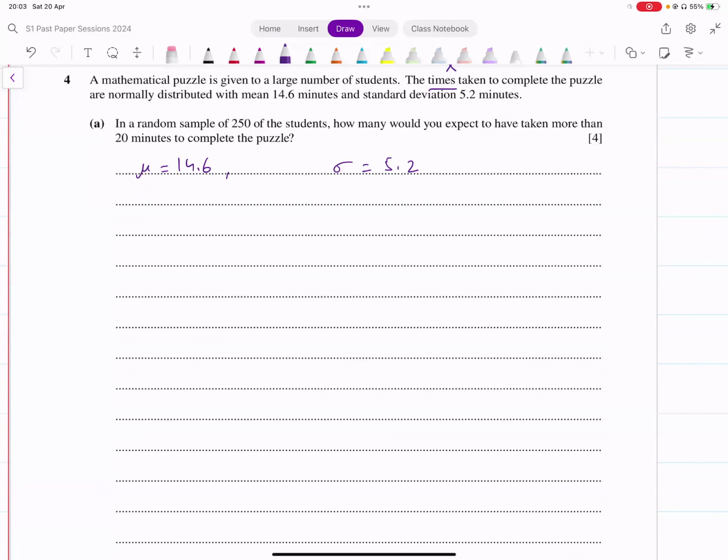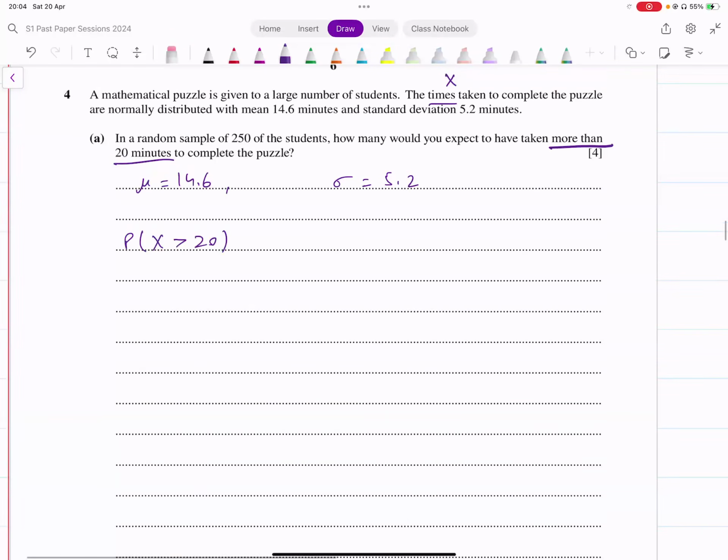So first of all, let's find the probability of somebody taking more than 20 minutes to complete the puzzle. And then we'll talk about what happens if you have 250 students. So let's start with one student. For one student, what's the probability that he or she takes more than 20 minutes? So the probability that we're looking for is probability of X greater than 20. Right? If times are represented by the letter X, we want the probability that X is greater than 20. Now, how do you find that?